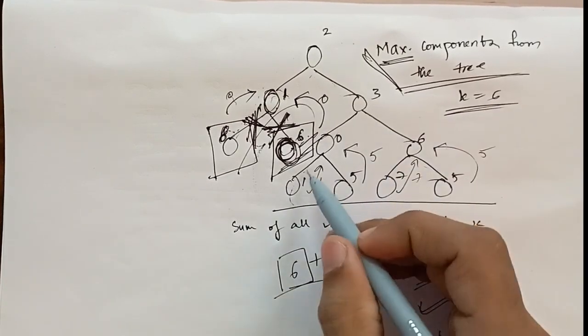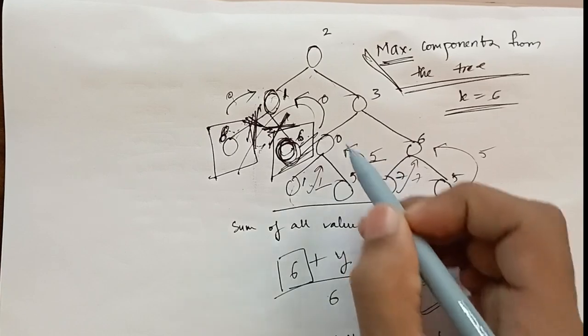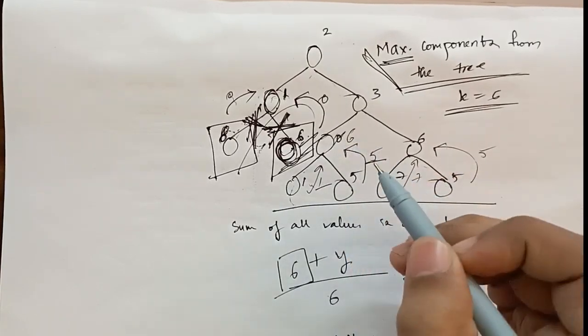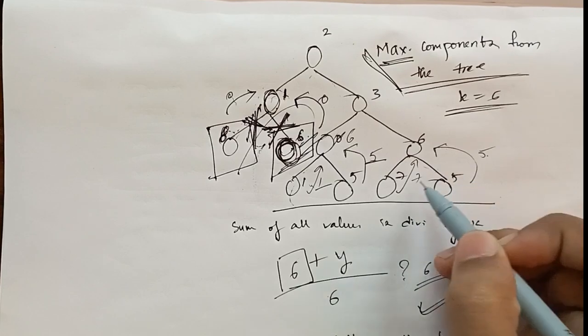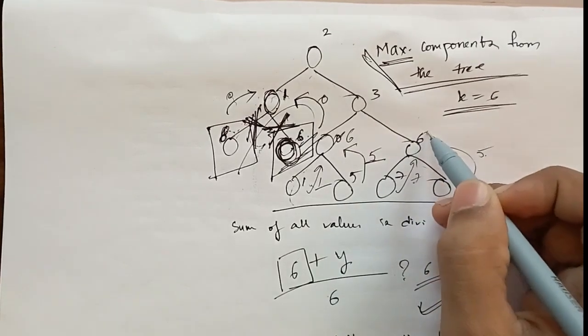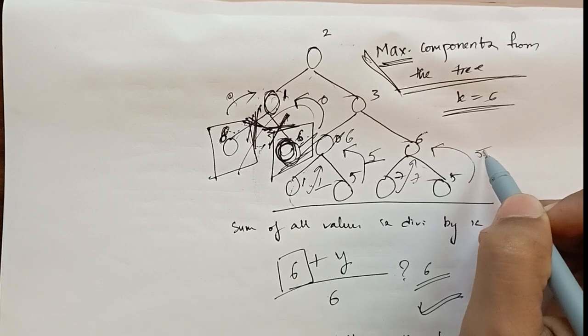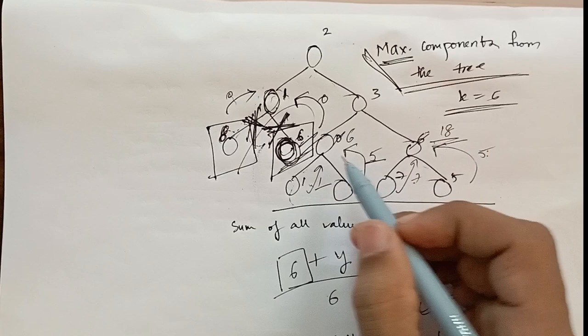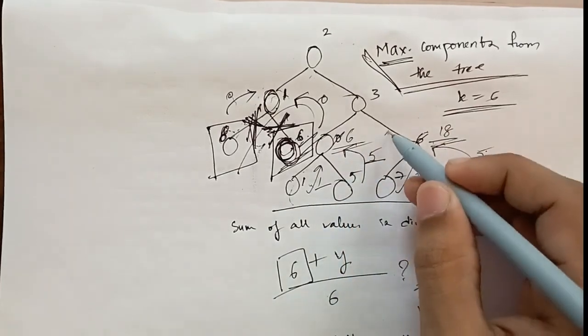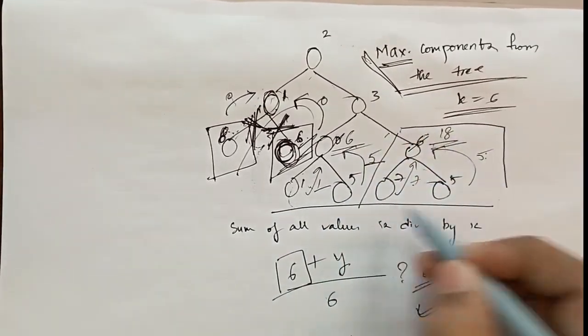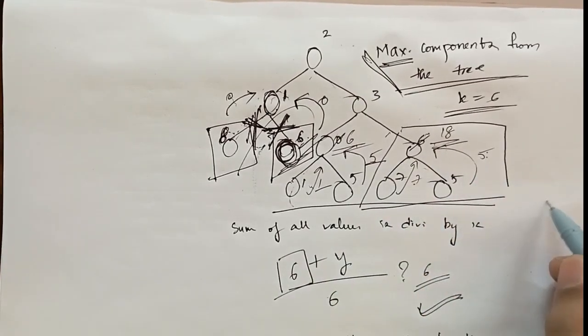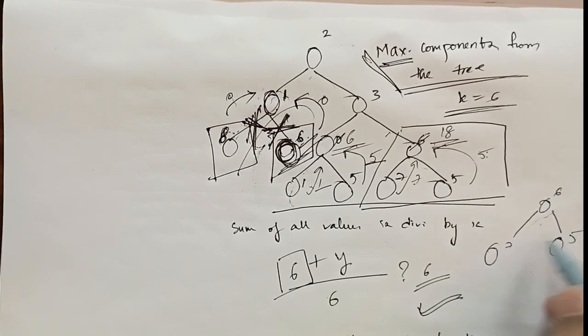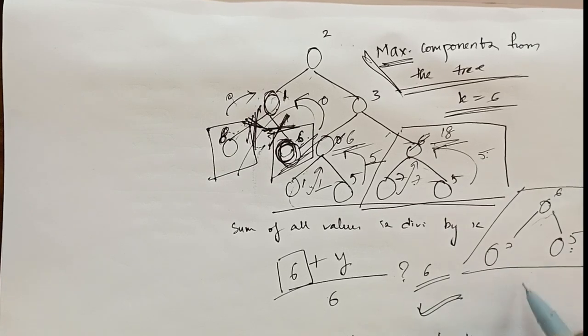So wait, we got 1 and we got 5. This value will be 6 now. And here we got 5, we have 7. This value will be 6 plus 5, 11 plus 7, it will be 18. Now we have 18 and we have 6. What does this indicate? This is a component. The previous values are 6, 7 and 5. So if you add this all, 6 plus 5, 11 plus 7, 18.